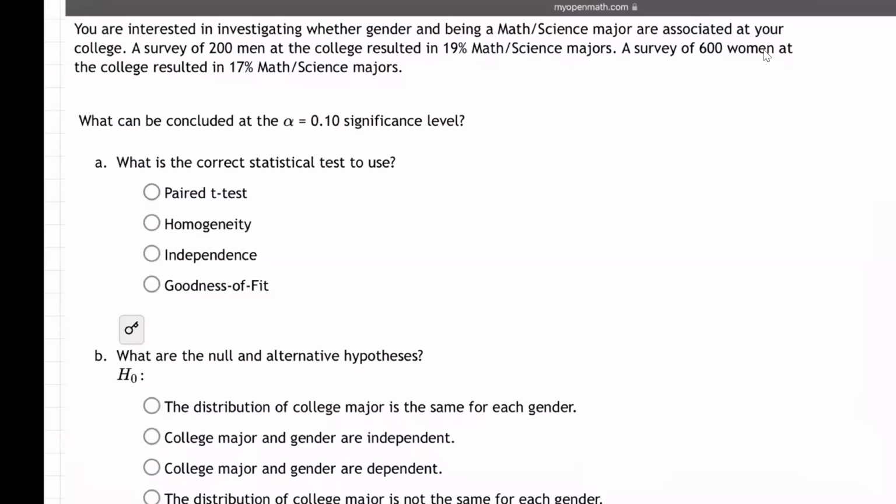Okay, on this question, let's read it first off. You are interested in investigating whether gender and being a math science major are associated at your college. Well, let's just stop right there. The key word here is associated. Gender and being a math science major are associated. Associated. So what kind of test is that?